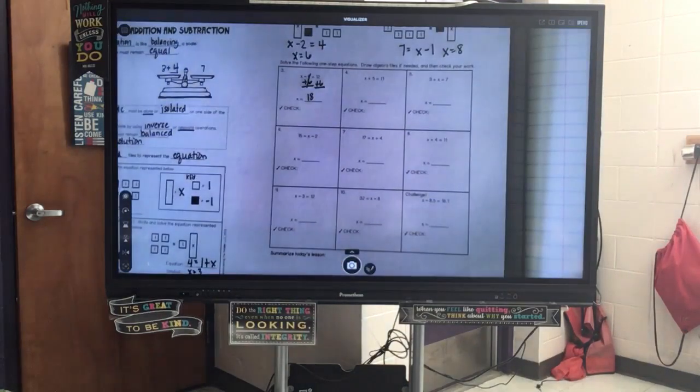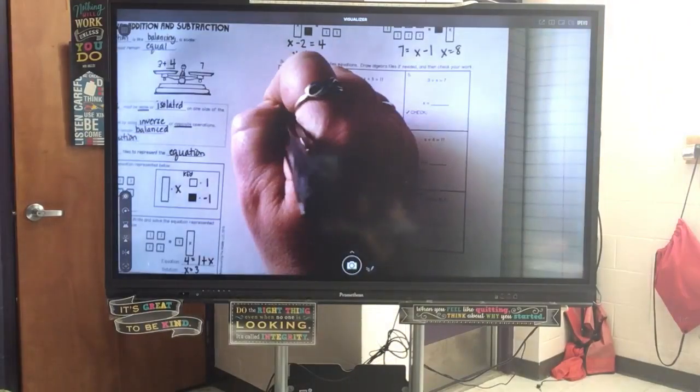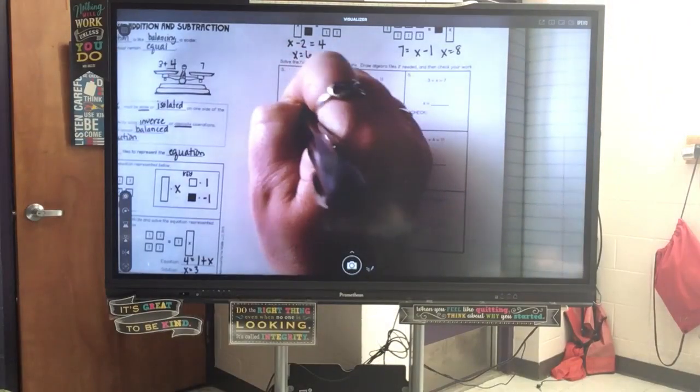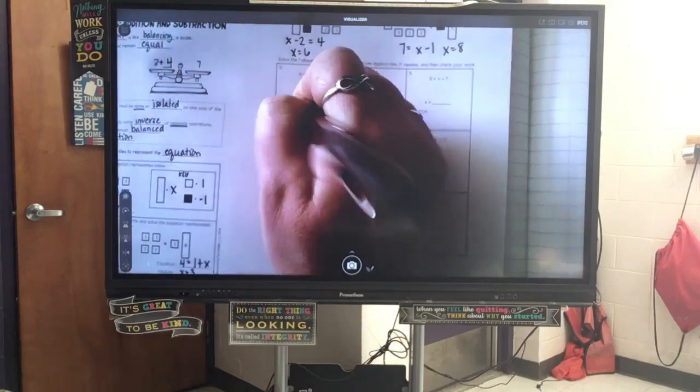How do I check to make sure this is correct? What I need to do? So I gotta plug it back in, right? We do 18 minus 6 equals 12. Thumbs up if you agree with that.